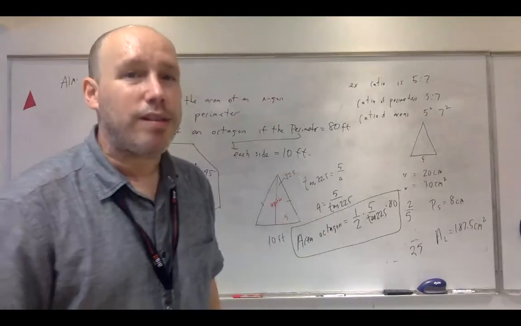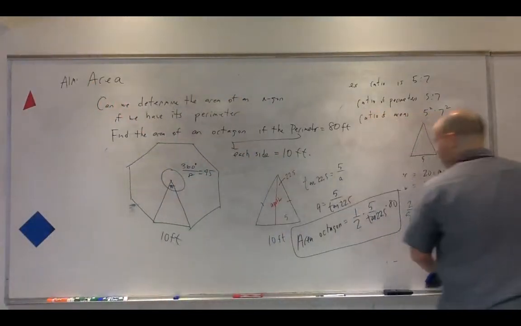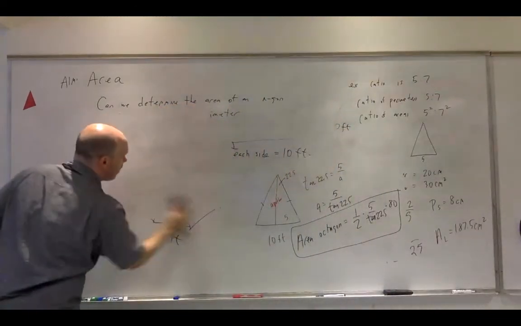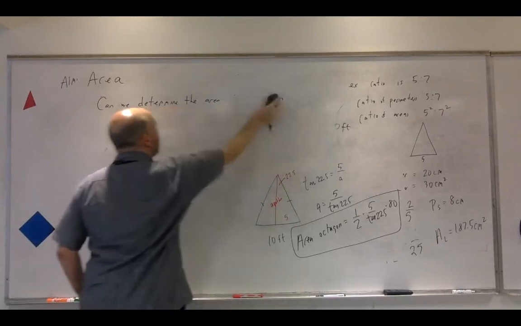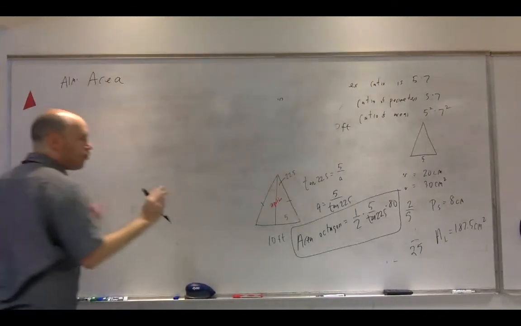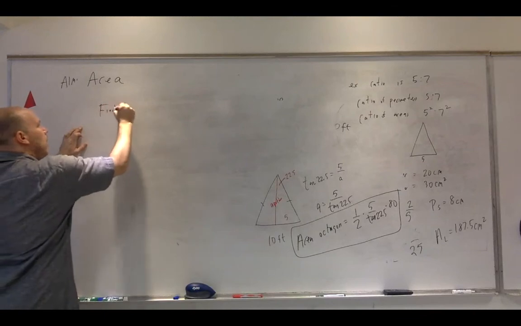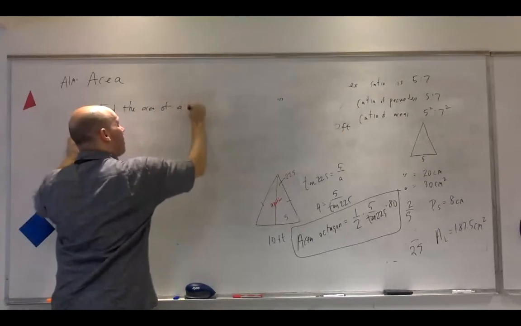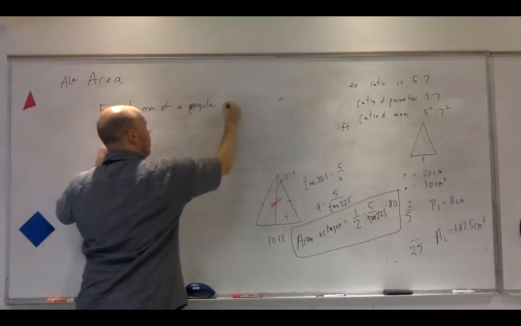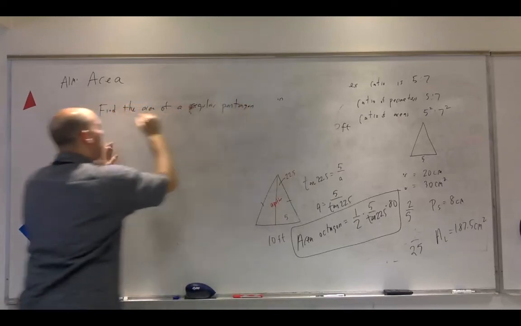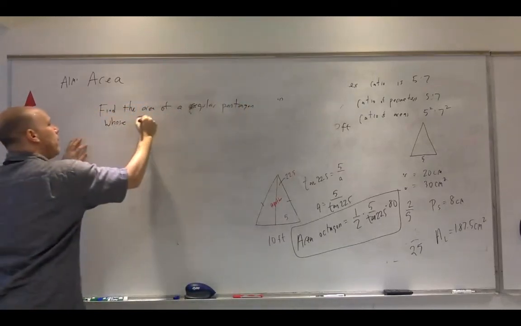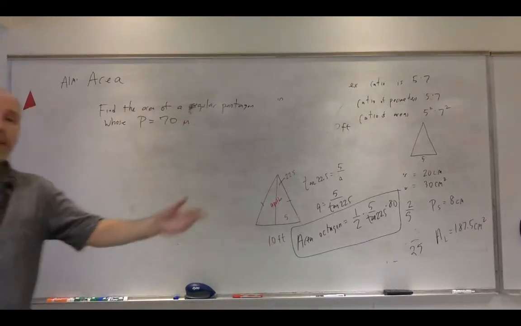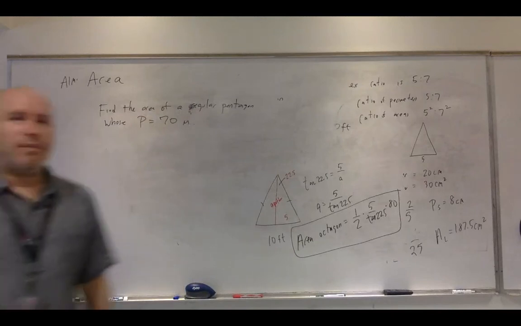Next question. Find the area of a pentagon whose perimeter is 70. Let me erase this. Find the area of a regular pentagon whose perimeter is 70 meters. Take a second to figure that out.